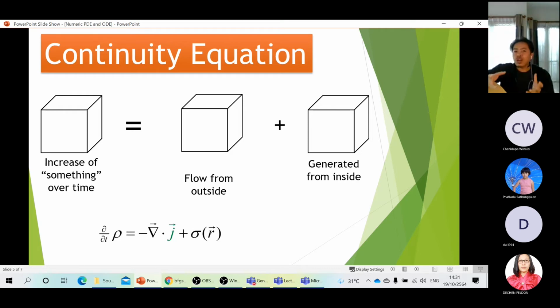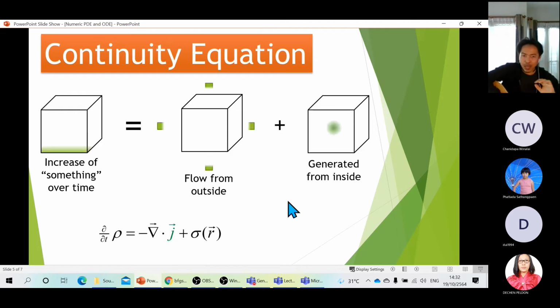Anything, liquid, gas, pigment of colors, something like particles, chemical particles that we can smell, and the increase of that thing is getting more and more. There are two ways of increasing the amount of something on the left-hand side.